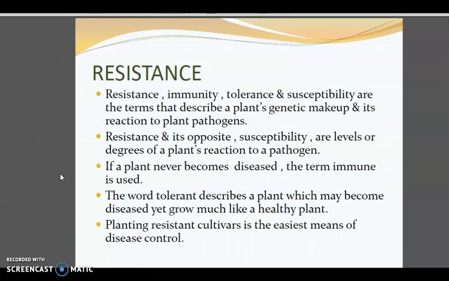And the third method in control measures is resistance. That is to generate disease-resistant plant varieties through genetic mechanisms or recombinant DNA technology. Resistance, immunity, tolerance and susceptibility are the terms that describe a plant's genetic makeup and its reaction to plant pathogens. Planting a resistant cultivar is the easiest means of disease control. If a plant never becomes diseased, the term immune is used, and the word tolerant describes a plant which may become diseased yet grow much like a healthy plant.